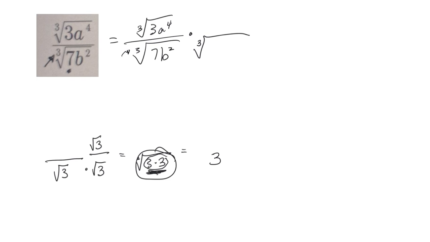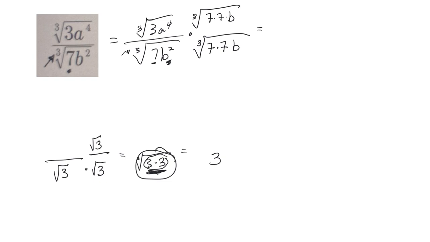Since I need 3 things that are the same, I already have 1 7, so I'm going to multiply it by 2 more 7s, so that altogether I've got 3 7s in the bottom. Now b's, I already have 2 b's here, so I'm going to multiply it by 1 more b. Okay, if I multiply the bottom by that, I have to multiply the top by the same thing.